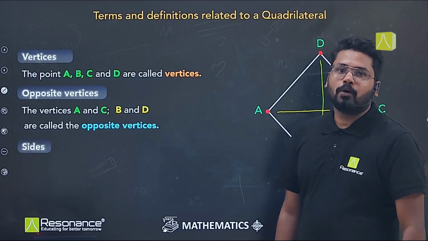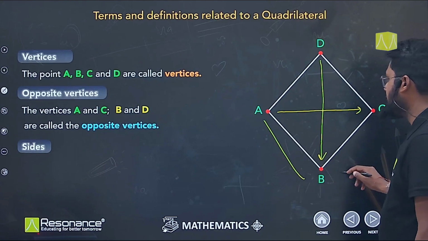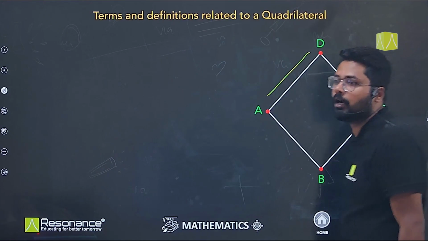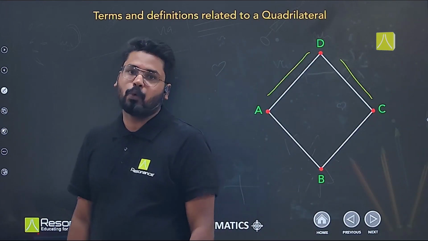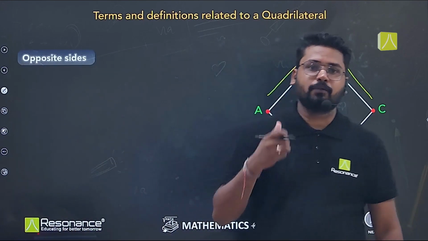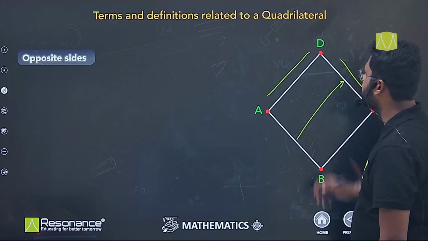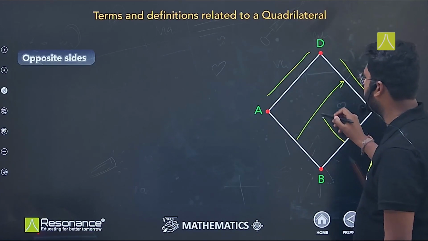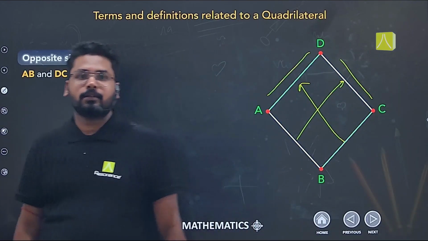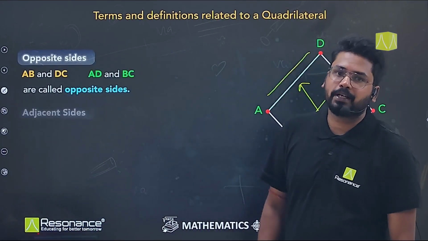Now we'll move on to the sides. The sides are AB, the first side, then BC the second side, then CD and DA. So these are the 4 sides of a quadrilateral. Now we'll move on to the opposite sides. Similar to the opposite vertices, we have opposite sides. Opposite to AB it is CD, and opposite to BC it's AD. So AB and DC, and BC and AD, are opposite sides of a quadrilateral.